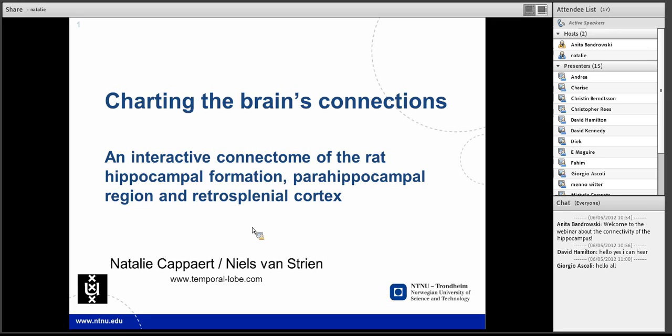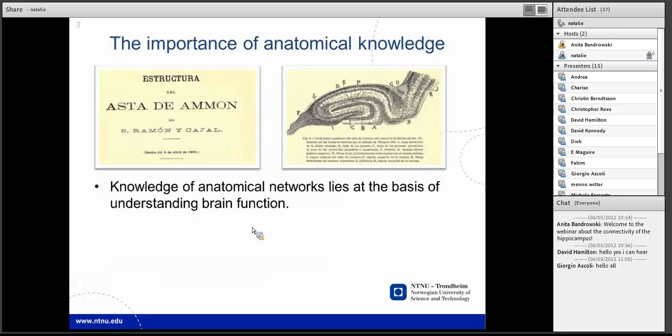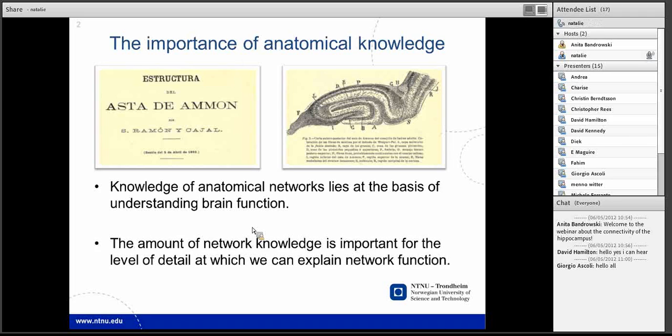The first explorations of anatomical brain networks started more than 100 years ago by Santiago Ramón y Cajal, and during the last century, the knowledge of the brain connections has expanded significantly. Many scientists now agree that knowledge of the anatomical networks lies at the basis of understanding brain function, and the amount of network knowledge is important for the level of detail at which we can explain network function. In other words, the more detailed our knowledge about brain networks gets, the better we are capable of inferring network function.